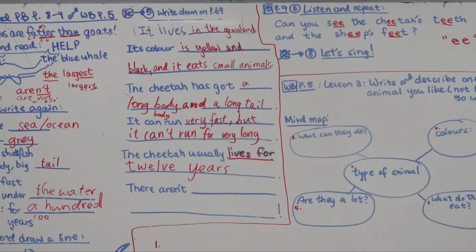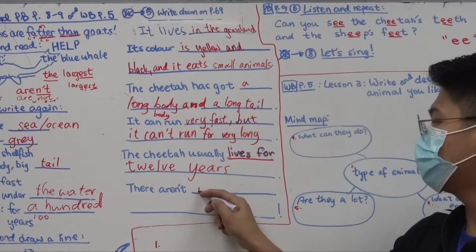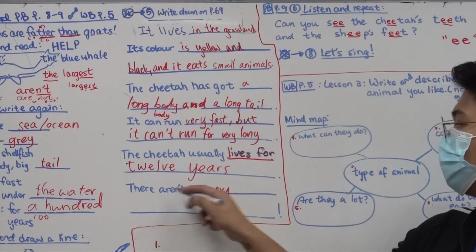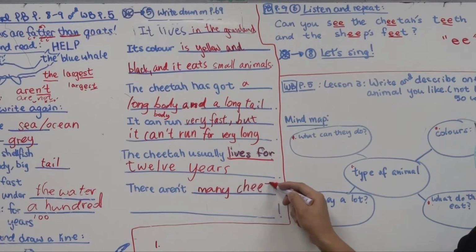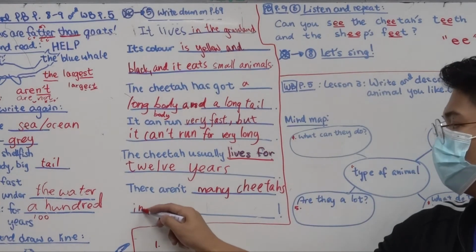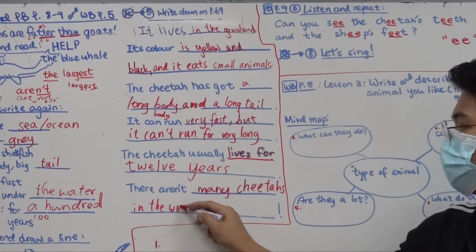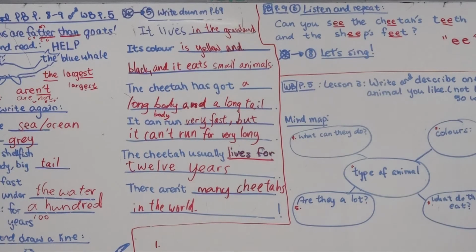Alright, and last but not least, are there a lot of cheetahs? So there aren't. We can say there aren't many, meaning not a lot of cheetahs. How do you spell their name? C-H-E-E-T-A-H-S. Cheetahs in the world. Full stop. So there aren't many cheetahs in the world, and they need our help.